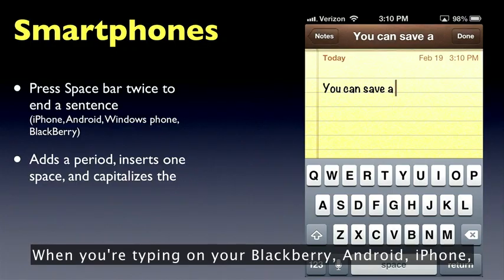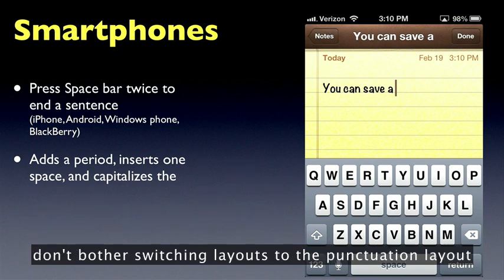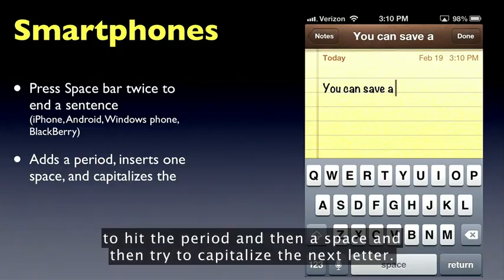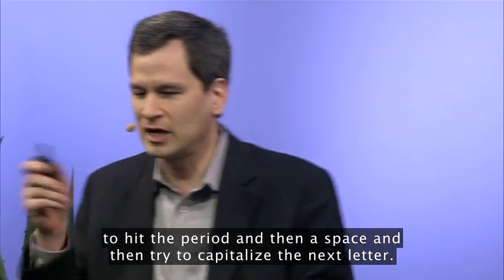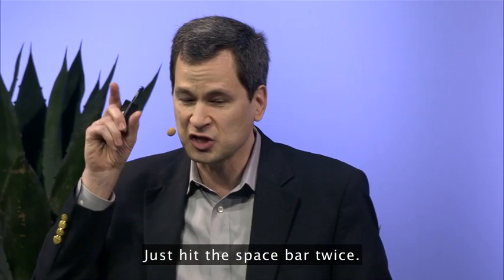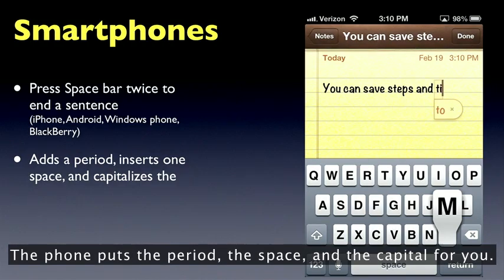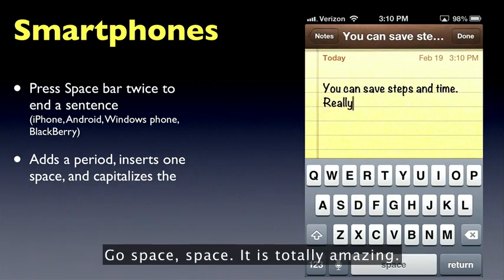When you're typing on your BlackBerry, Android, iPhone, don't bother switching layouts to the punctuation layout to hit the period and then a space and then try to capitalize the next letter. Just hit the space bar twice. The phone puts the period, the space, and the capital for you. Go space, space. It is totally amazing.